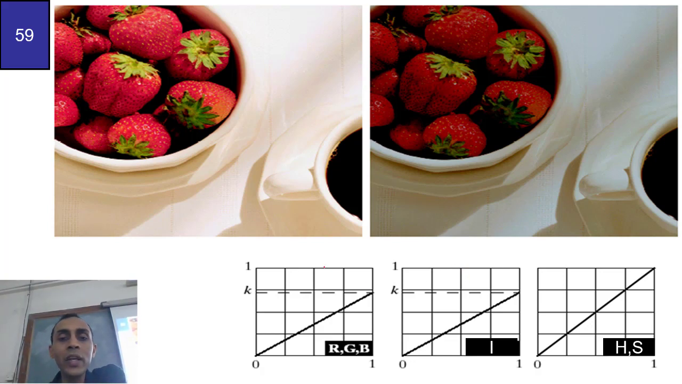In this case, probably doing it in RGB space will be easier rather than computing from RGB to HSI and then going back. If you just want to change the intensity value, it may be easier to do in RGB. But if you want to change the hue or saturation specifically, then it is better to go to the HSI model and then do the transformation.